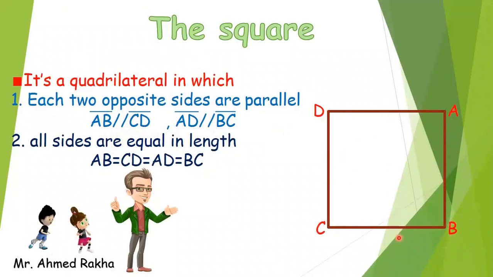The opposite sides are parallel. AD parallel BC. All its sides, the four sides, are equal in length. Side AB equals side BC equals side CD equals side DA. The four sides are equal in length.